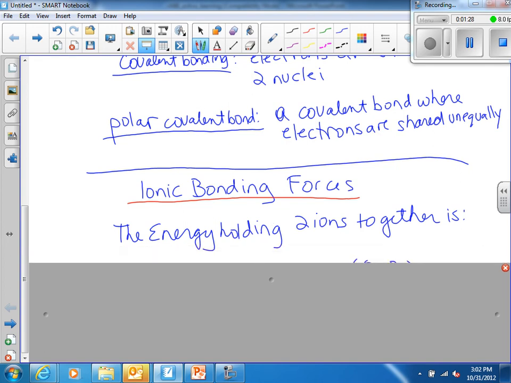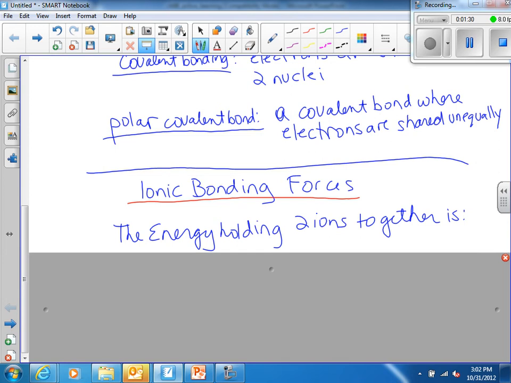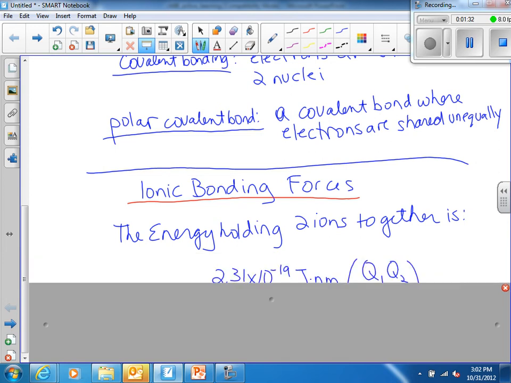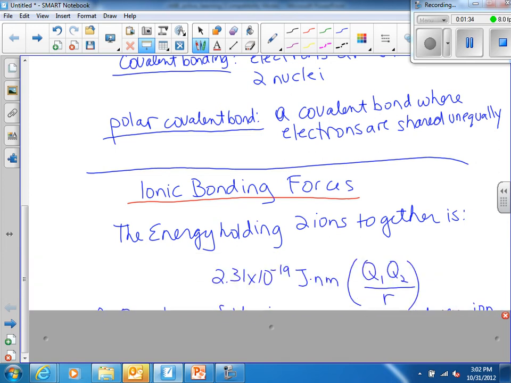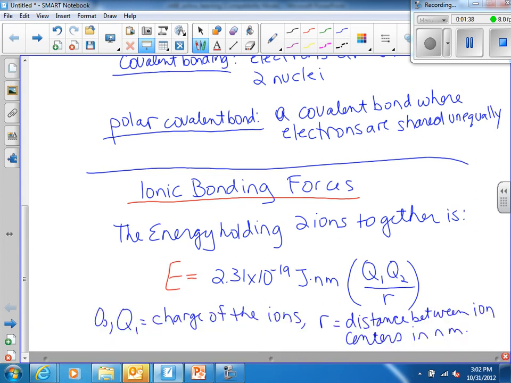Okay, here we go. So, we have an equation for the energy that holds two ions together, where Q1 and Q2 are the charges of the ions, and R is the distance between the ion centers in nanometers. We're not going to have to use this equation at all.